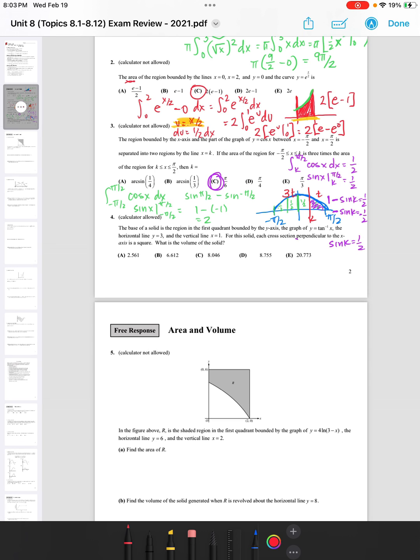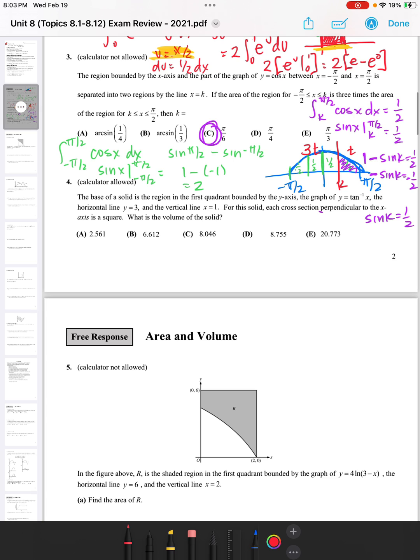All right, in this video, we're going to go over number 4, the calculator multiple choice. So the first thing we have to do here is talk about the base of our solid, which is a region in the first quadrant, so we know that. And it's the graph of the inverse tangent. Now, the inverse tangent in the first quadrant is a graph that looks like this.